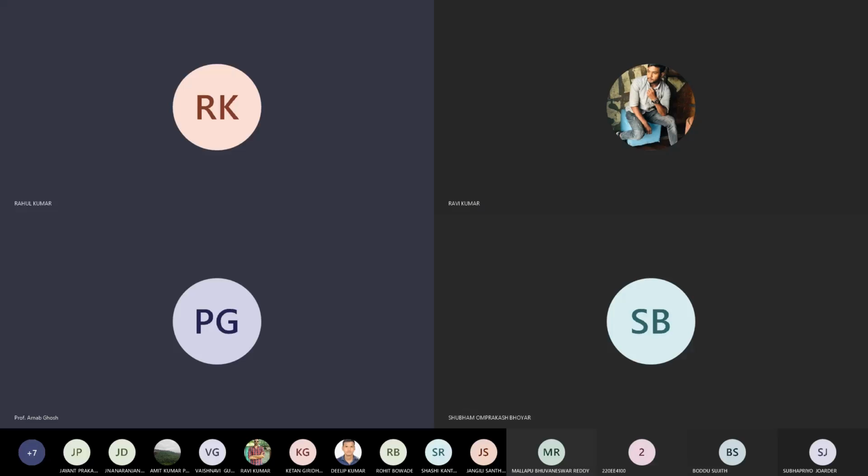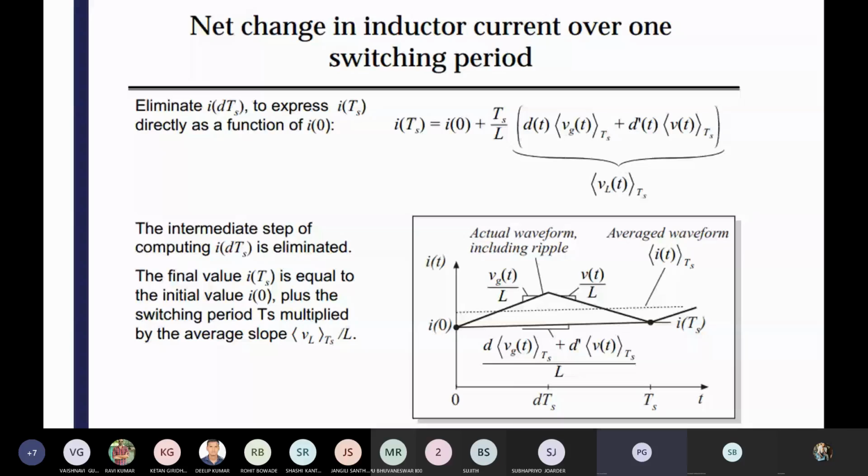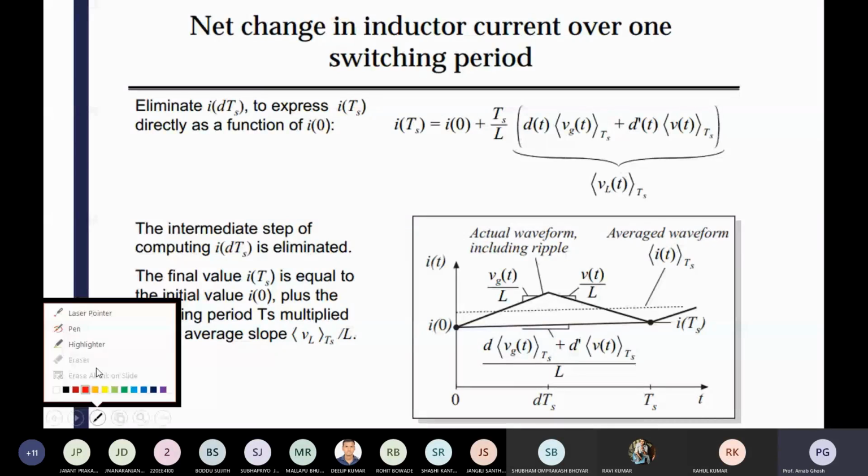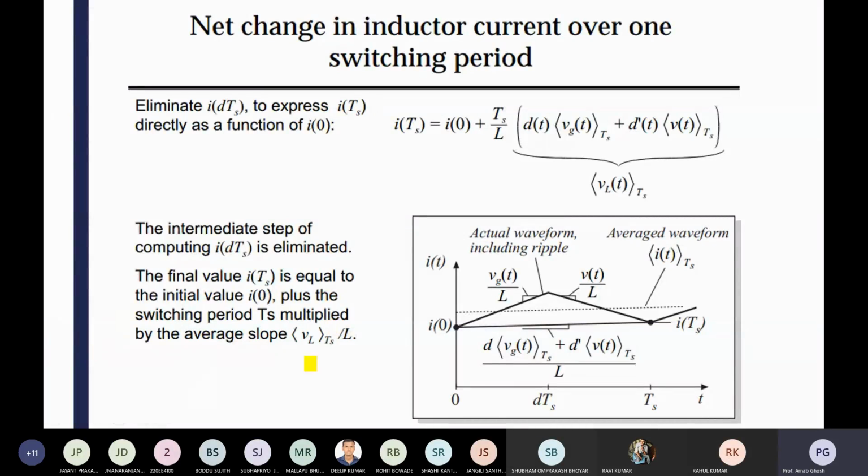About the different slopes of the inductor current, I discussed the averaging of the inductor voltage over the full switching time period, and finally we will get the expressions of inductor current and inductor voltage. Okay, so average inductor current.